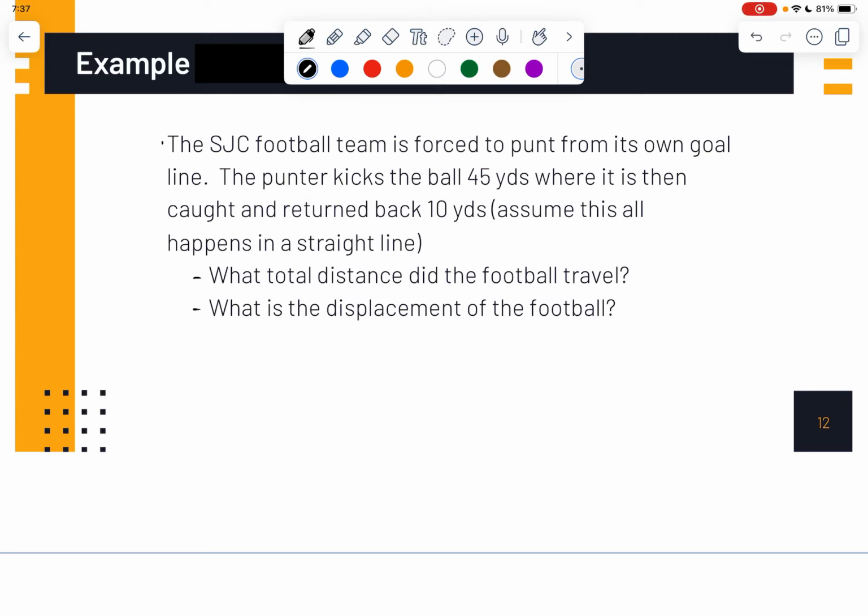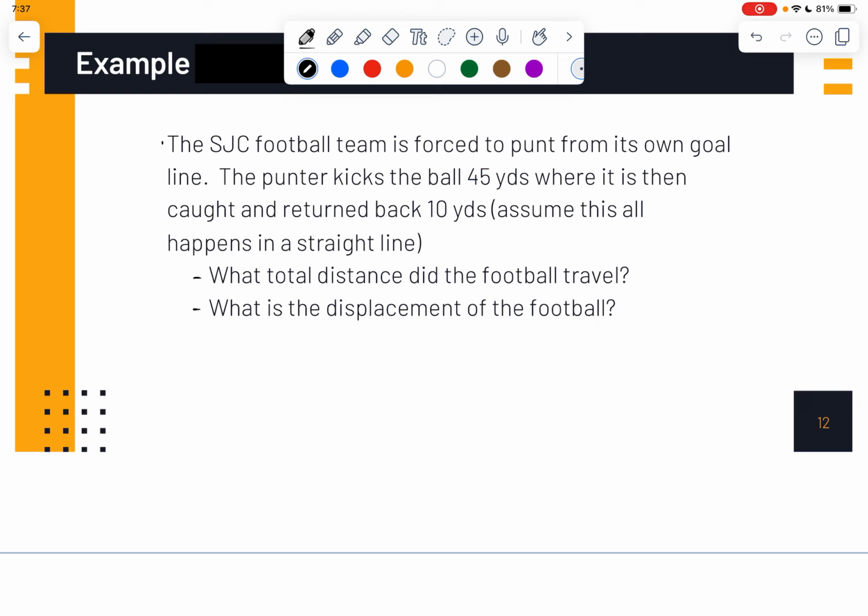Alright class, in our example scenario here, the SJC football team punts from their own goal line. The punter kicks the ball 45 yards up the field, where it is caught and then returned back 10 yards. Again, just for the sake of simplicity, we're going to assume that all this motion is happening up and back in a straight line. We're not worried about any sort of two-dimensional motion just yet.